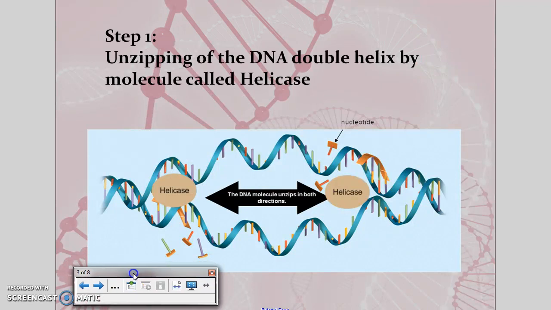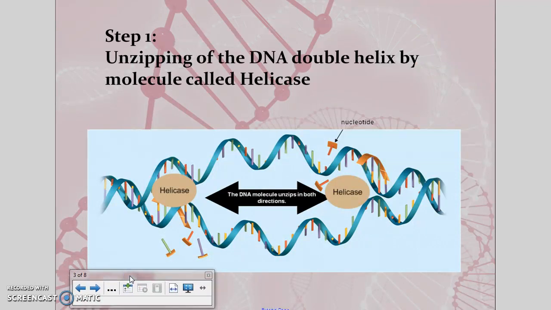So here's the process. In your notes you're going to want to draw this, and you're going to want to label any parts that you think that you need to. Step 1 is the unzipping of the DNA double helix by a molecule called helicase.